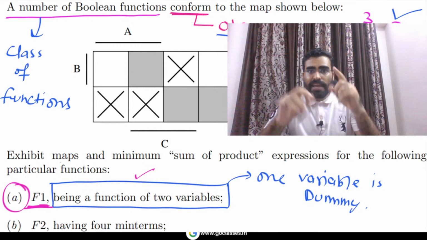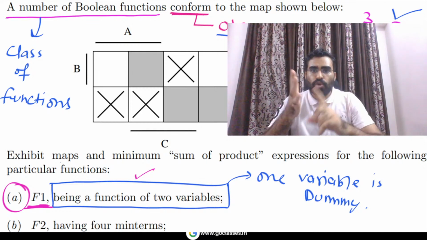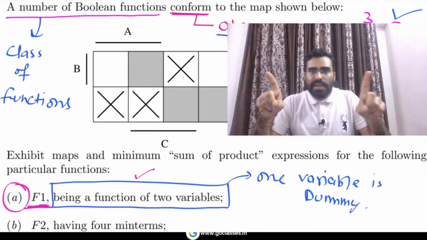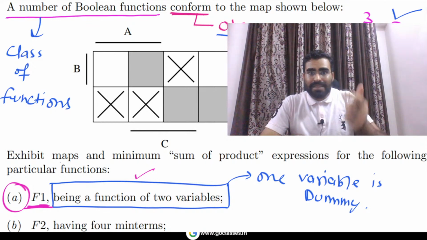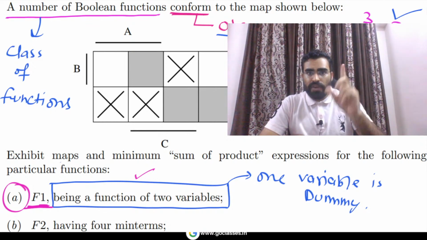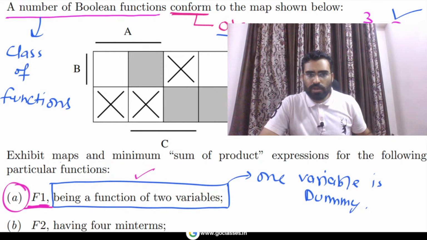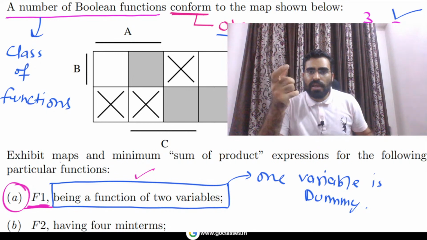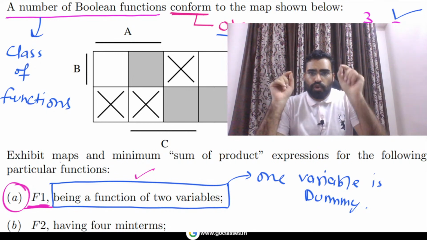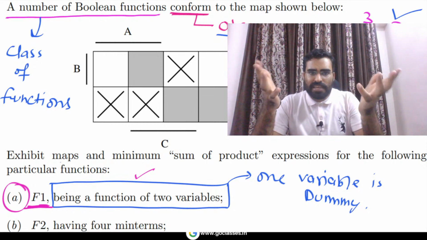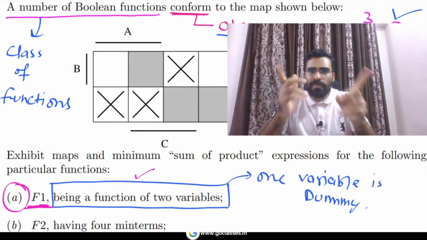It means that 8 functions are possible. You can write a total of 8 functions. From those 8 functions, you find that function where one variable is dummy. This is your question number A on your screen. You find that function which is a function of 2 variables, which means one variable is dummy.